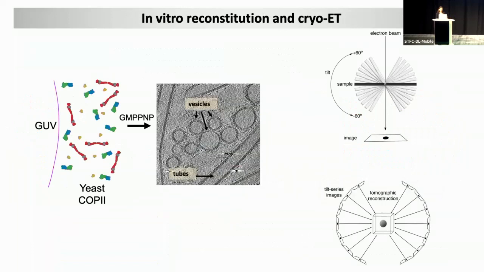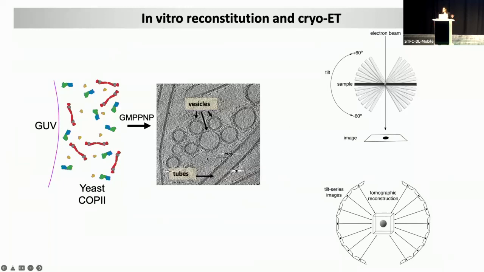One of the approaches that we use is to reconstitute what we call the budding reaction in vitro, and then to image it by cryo-electron tomography. So we purify all of the COP2 proteins, and we incubate with a membrane source. What I'm going to show you today is done with giant unilamellar vesicles, so totally artificial membranes. And then in the test tube, the budding reaction occurs, and then we can image them.